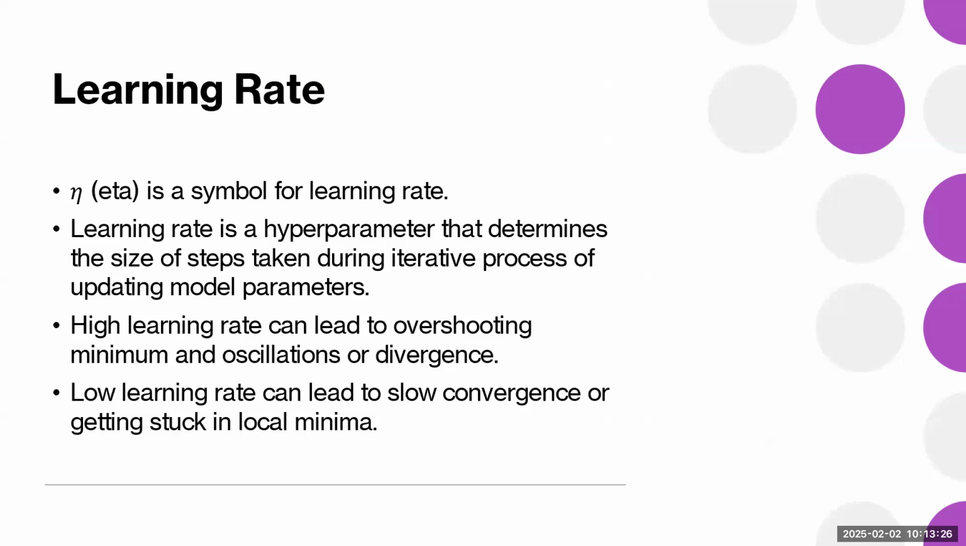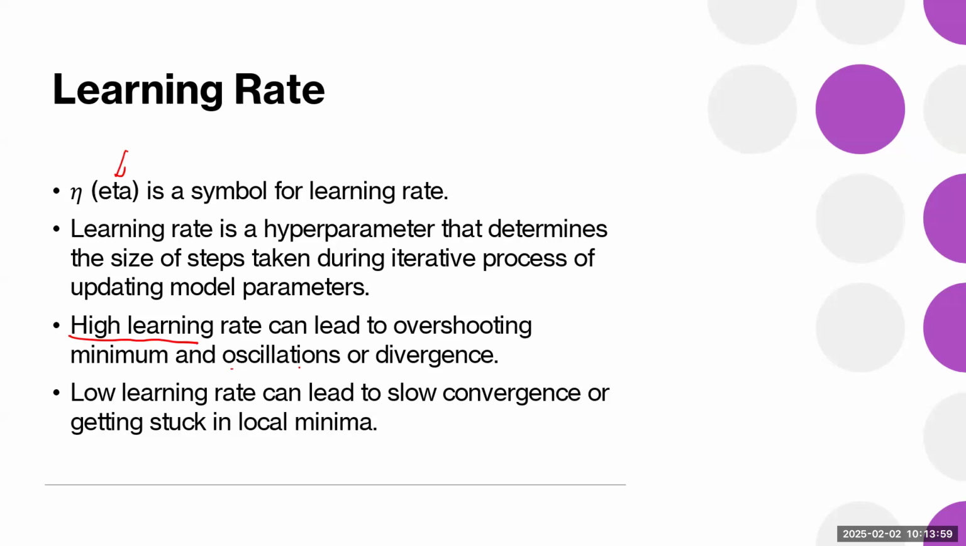So we want to talk about the learning rate. Eta is the symbol for the learning rate. The learning rate is the hyperparameter that specifies the size of the step we take. And if you have a high learning rate, you can overshoot the correct answer.